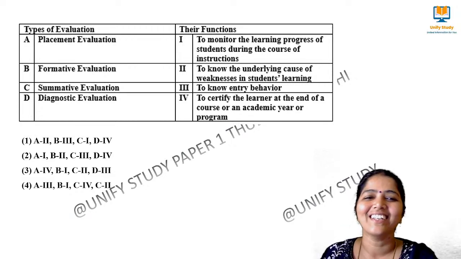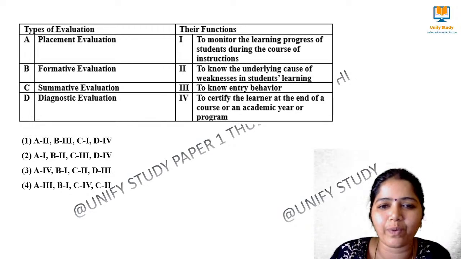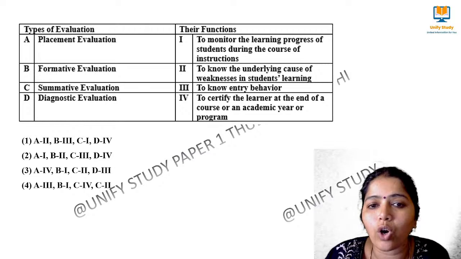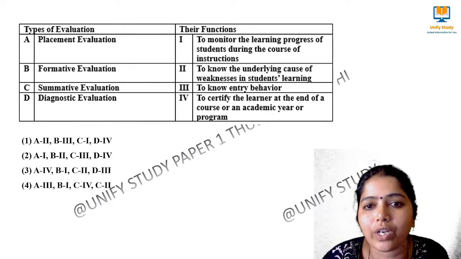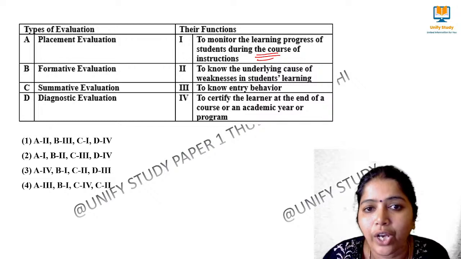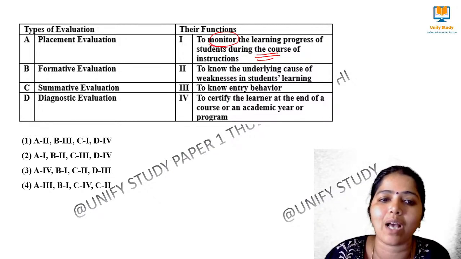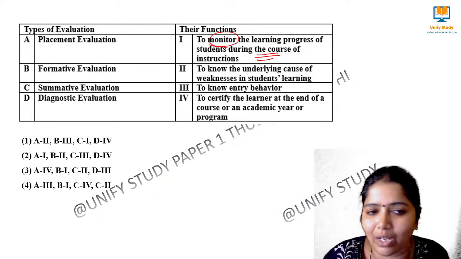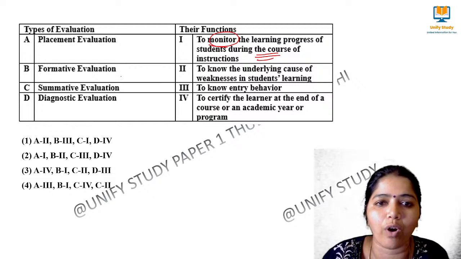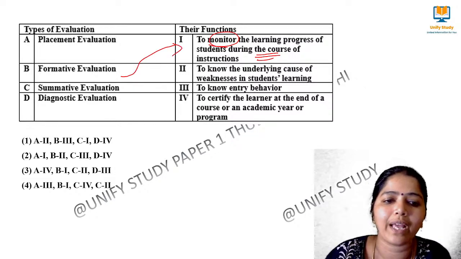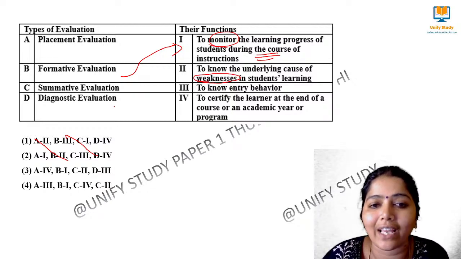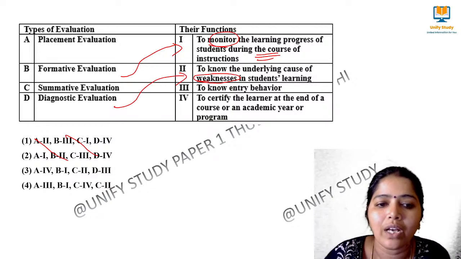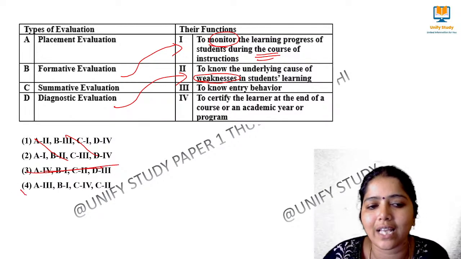Yes, right. So here the right answer is placement evaluation. You can go with the keywords. I'll tell you how to go with the keywords. To monitor the learning progress of the student during the course of instruction. So during the course, whenever monitoring is happening, that is called formative evaluation. Formative, B, it is 1. So we can eliminate these two. To underline weakness. Weakness is the keyword for diagnostic evaluation, D2. So we have only one option, that is A, 4.